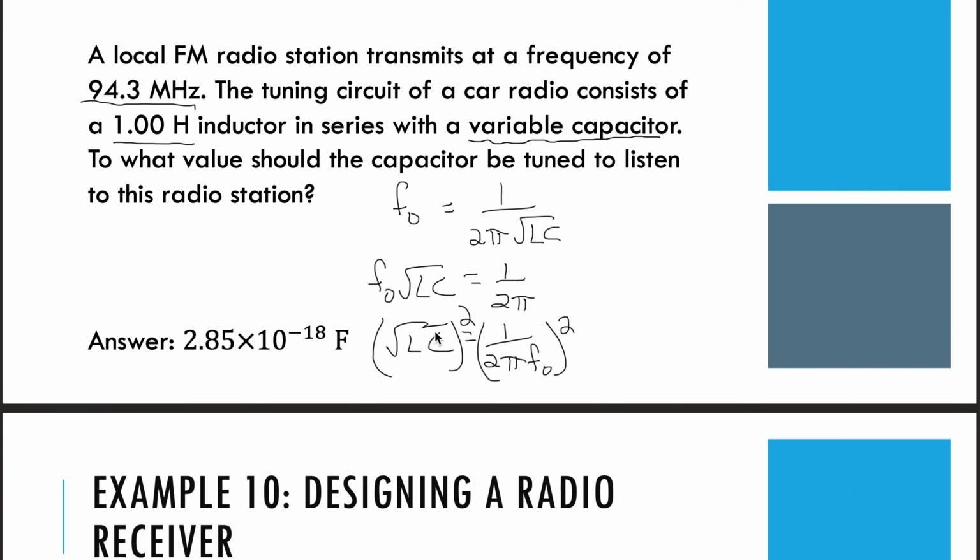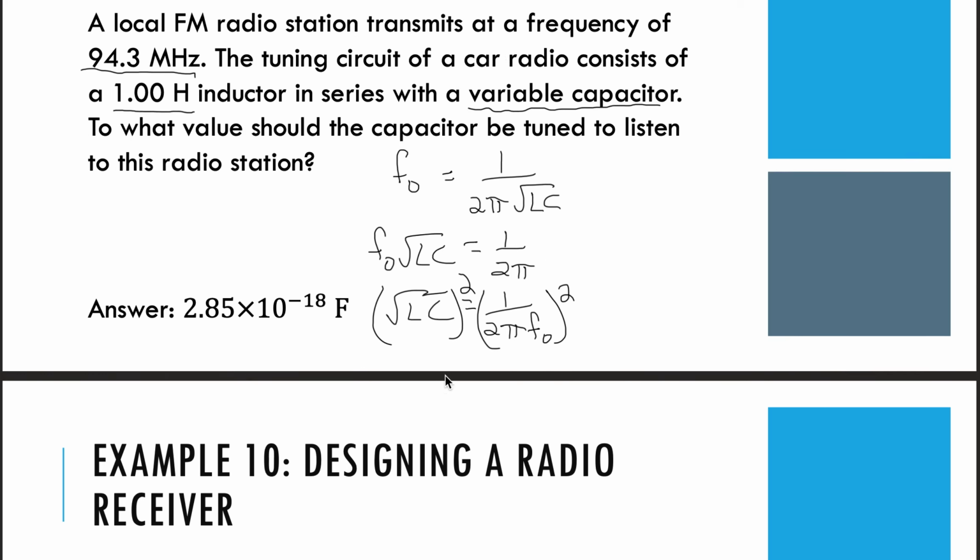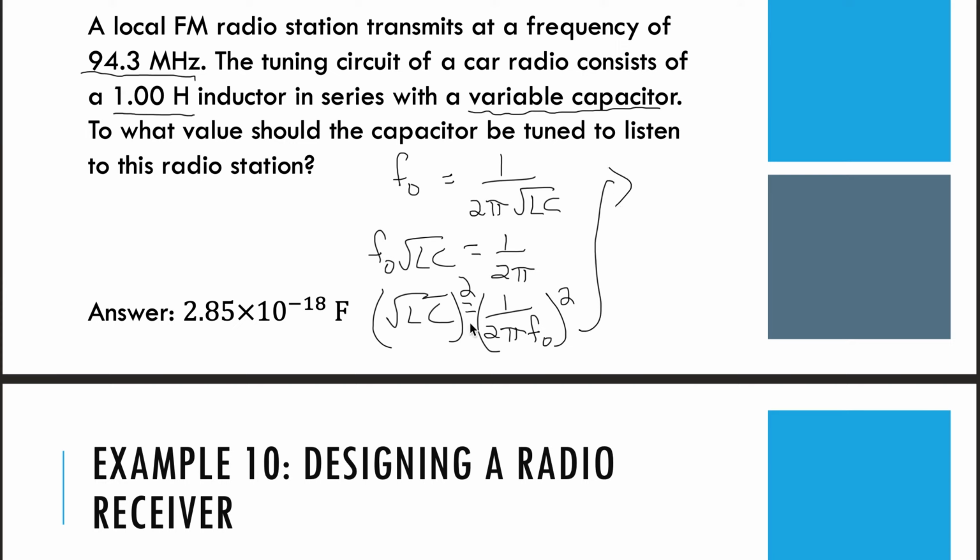What's going to happen, and I have more room down here, but I'll just finish it up here. So when we square both sides, we get rid of the square root here. We get L times C, and we get 1 over, and then we have 2 squared, pi squared, and f sub 0 squared. So 4 pi squared, f sub 0 squared. And then divide by L to get C by itself. So C equals 1 over 4 pi squared, f sub 0 squared, L. That's the value of capacitance, and then we plug and chug our numbers in there.